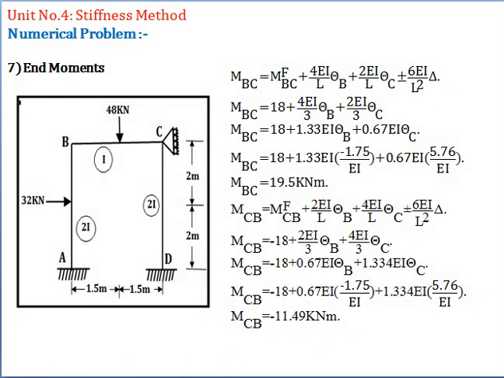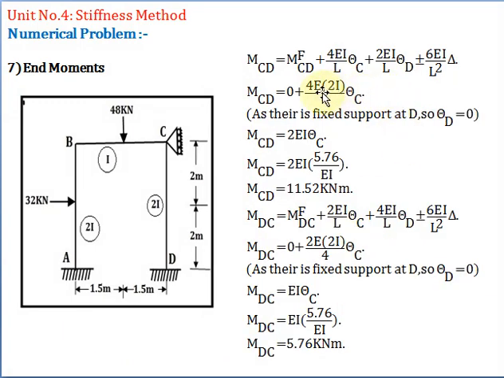Next member is member CD. So the slope and deflection equation is MF CD plus 4EI upon L theta C plus 2EI upon L theta D plus minus 6EI upon L square delta. So this is the slope and deflection equation for member CD.